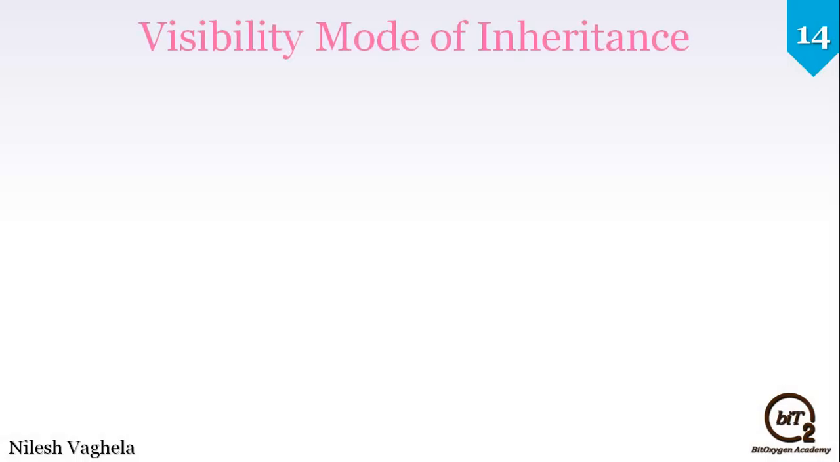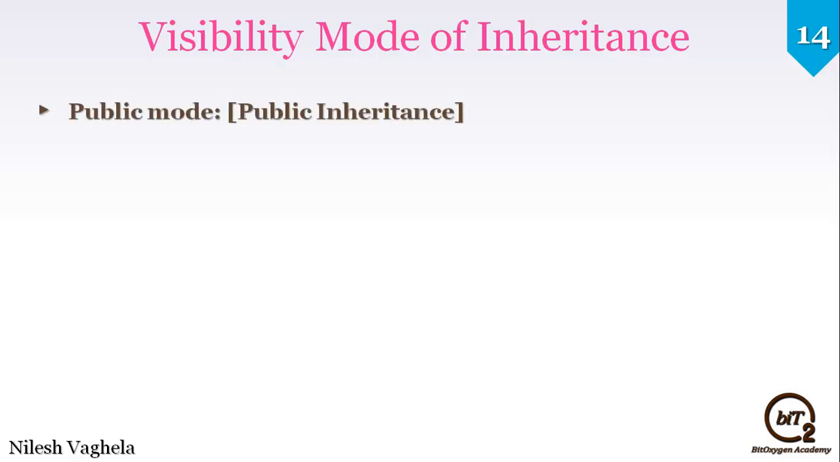Now we will see the visibility modes of inheritance. This is also known as access permission or access mechanism of inheritance, and it is also known as inheritance types. So the first one is public inheritance. This is all the same as the access modifiers, which are public, private and protected. It was also discussed in our previous lecture on class and object, so you can check that out as well.